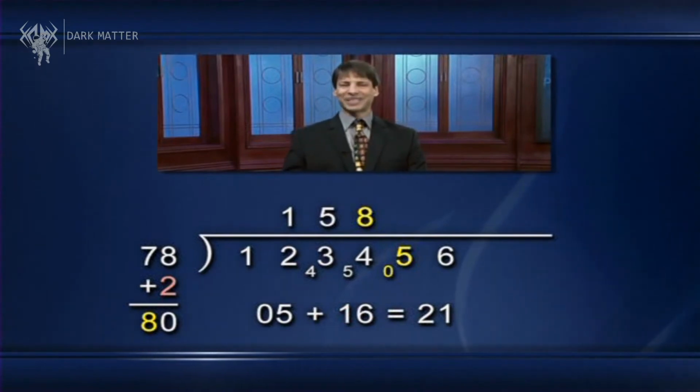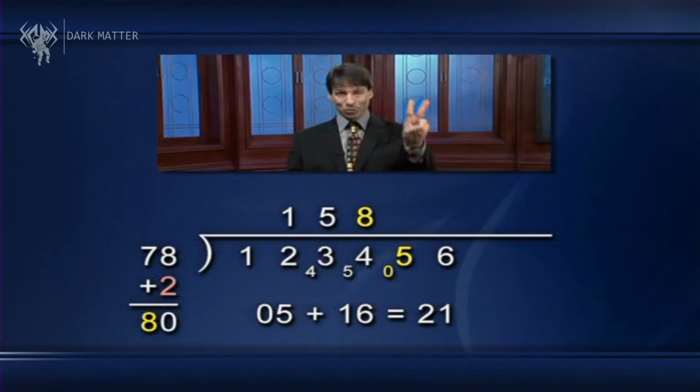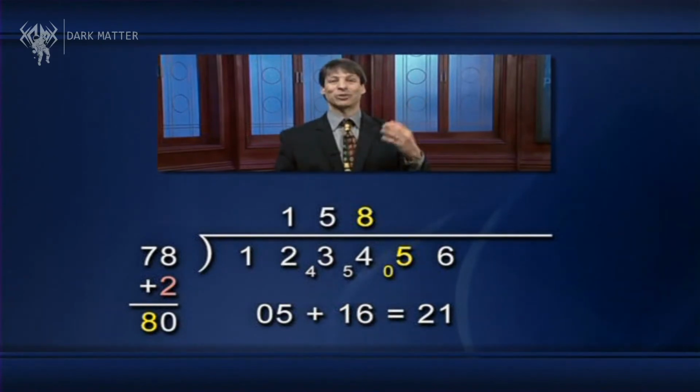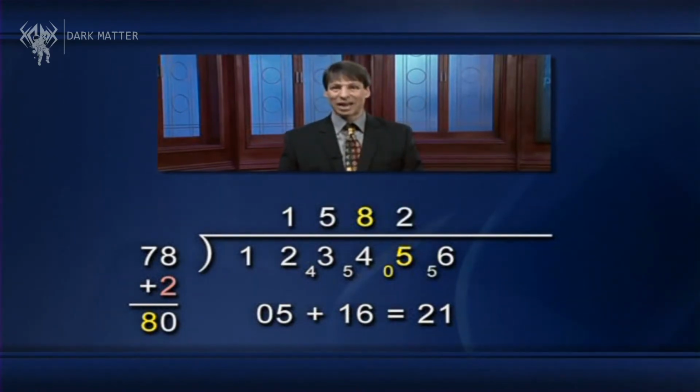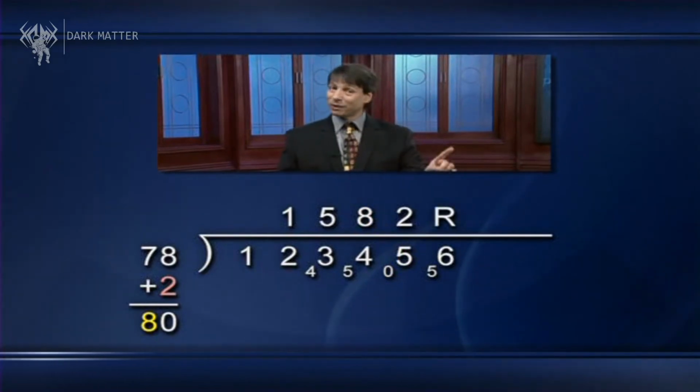Right, 5 plus 16 is 21. When I divide 21 by 8, I get 2 with a remainder of 5. So the 2 goes up and the 5 goes down. Finally, we're at the last digit for the remainder. And what will the remainder be?